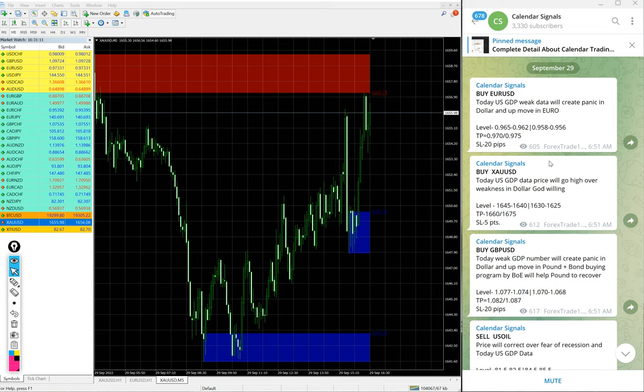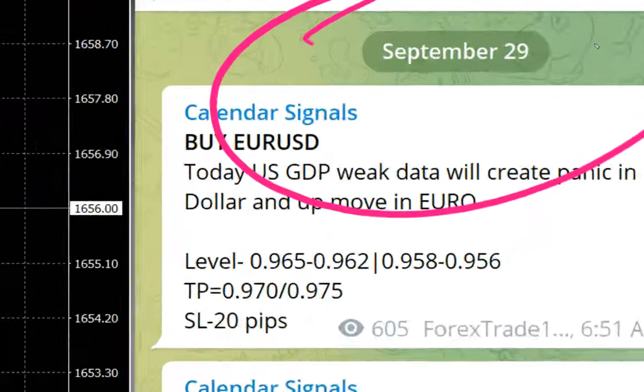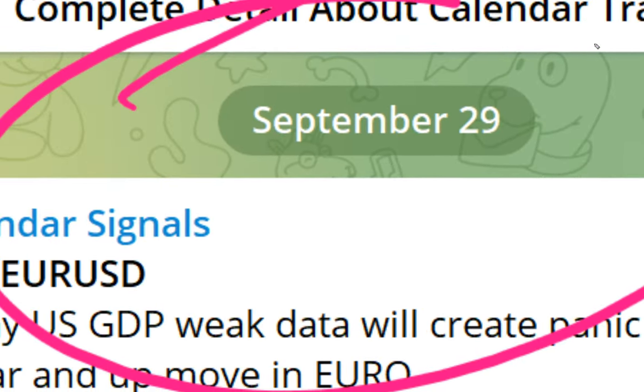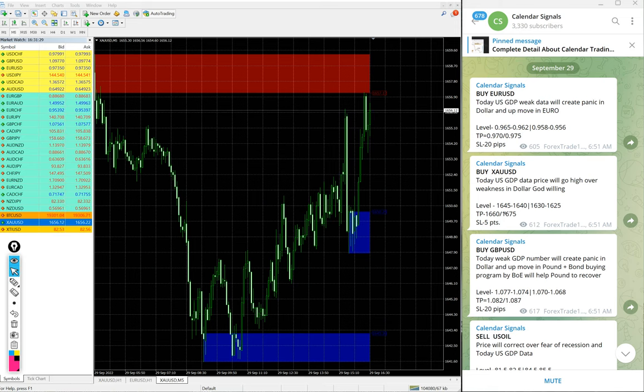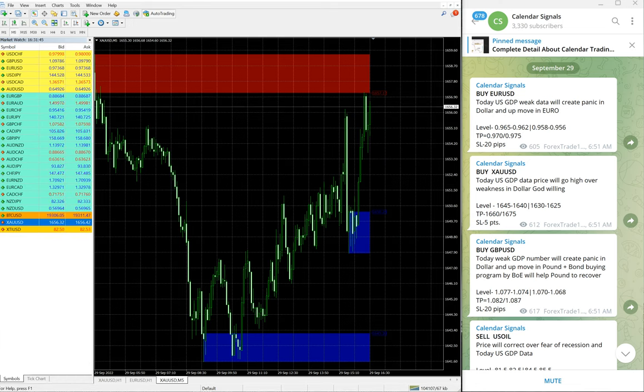Today we are going to show you the performance of our today's calendar signals. Today is September 29. See the date pop up on our Telegram channel, September 29. Today we gave buy EURUSD, buy XAUUSD, buy GBPUSD and sell USOIL.